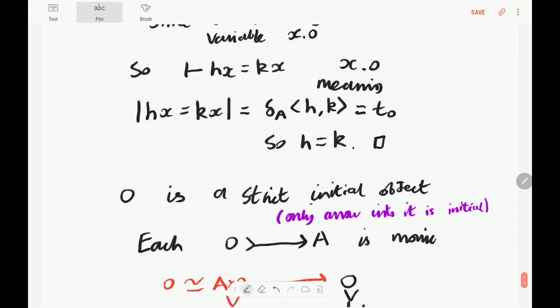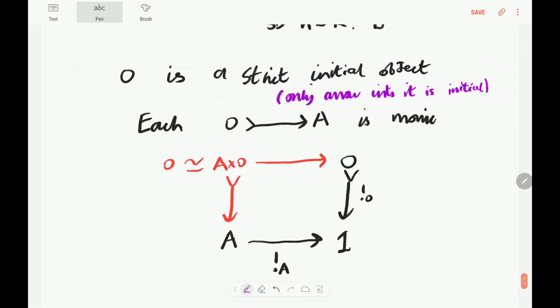Now, it has to be a strict initial object because we're working in a topos and it's Cartesian closed. And the only way that can happen is if there's no arrow from 1 to 0. Since if there was, it would collapse everything down. So 0 has to be a strict initial object. Also, any arrow from 0 to A is monic.